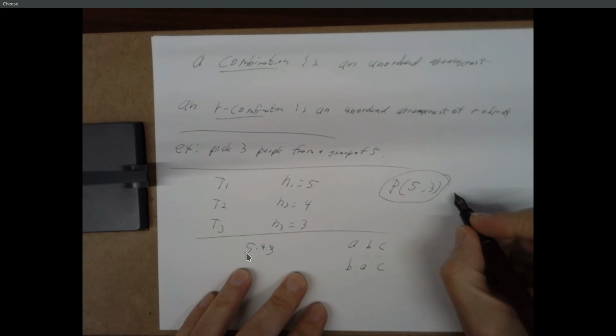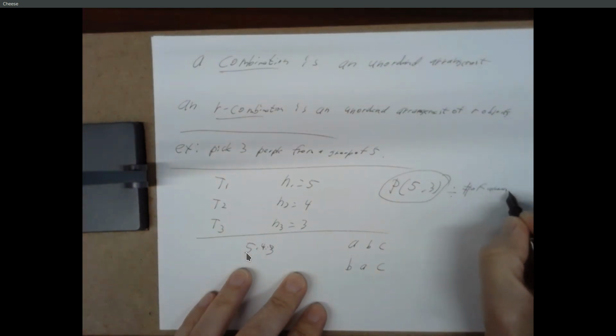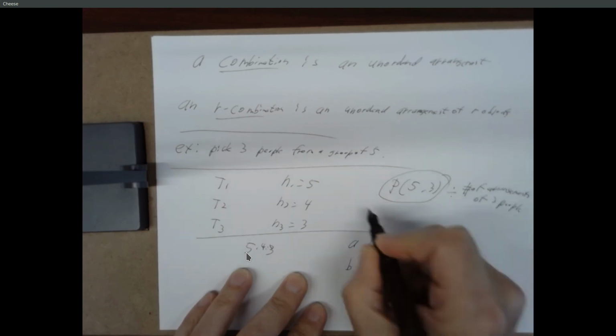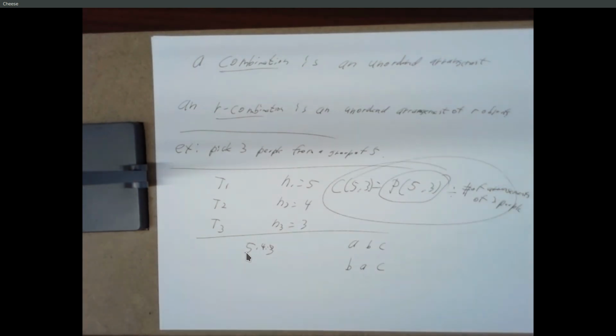So if we take this and we divide it by the number of arrangements of three people, that will give us the number of combinations. So it's the number of permutations divided by the number of arrangements of those three people in this case. So we can cobble that into a nice formula.